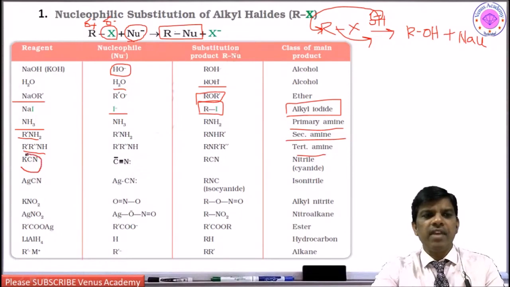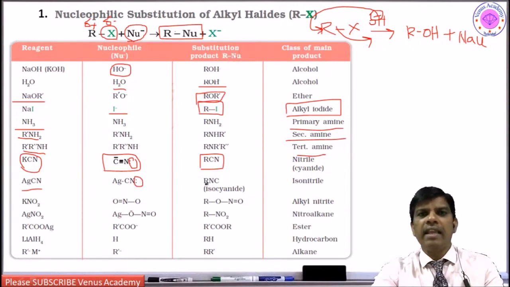And it is very important: potassium cyanide is ambident, meaning both carbon and nitrogen can act as nucleophiles. If I use potassium cyanide, it gives RCN, that is nitrile. If I use silver cyanide, the nitrogen acts as the nucleophile and attacks the alkyl group to give isocyanide, also known as isonitrile.